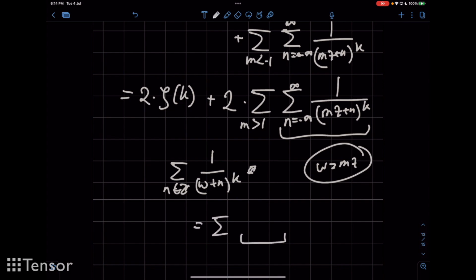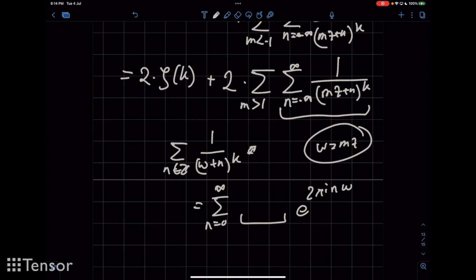Since this is periodic with period 1, our key idea is to write this as a sum of something times e to the 2 pi i n w, where n is an integer. Since this is periodic in w with period 1, if we change w to w plus 1, this stays the same. So our idea is to show it as a sum like this.